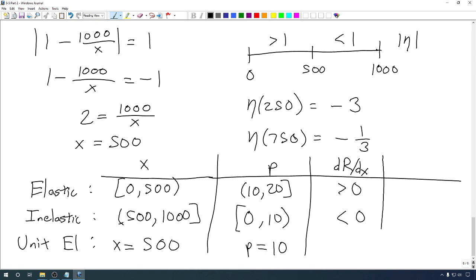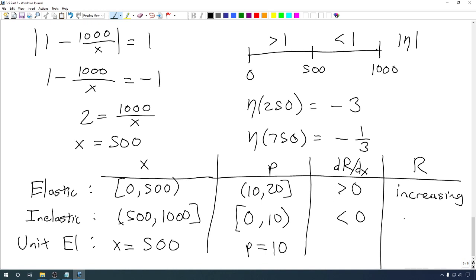Or you can interpret this for the original revenue function R: when its derivative is positive, we can say it's increasing. In other words, what we're saying there is that an increase in the number of units sold results in an increase in revenue.